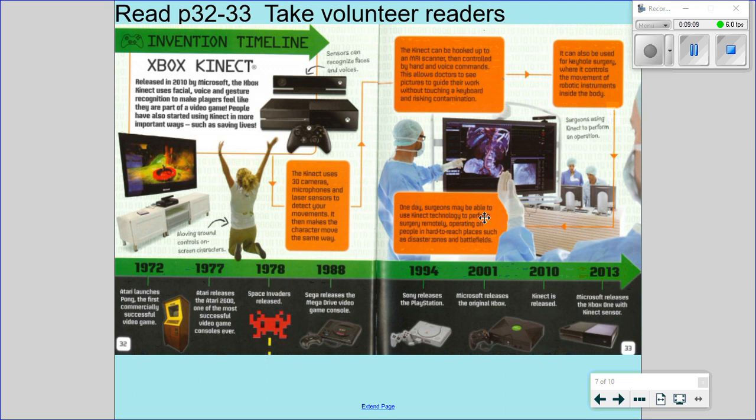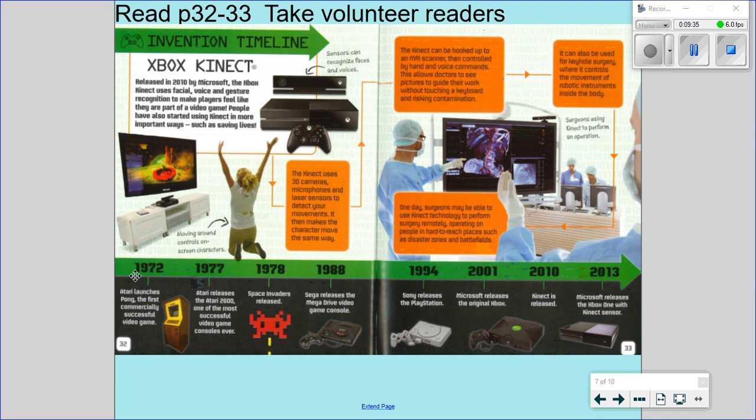And then one day, surgeons may be able to use Kinect technology to perform surgery remotely, operating on people in hard-to-reach places such as disaster zones and battlefields. That's really interesting. Hopefully there's no disaster zones and battlefields, but we'd rather have none of those. But the fact that they might be able to get there to help people because of this technology is fantastic. So let's have a little look at the timeline.